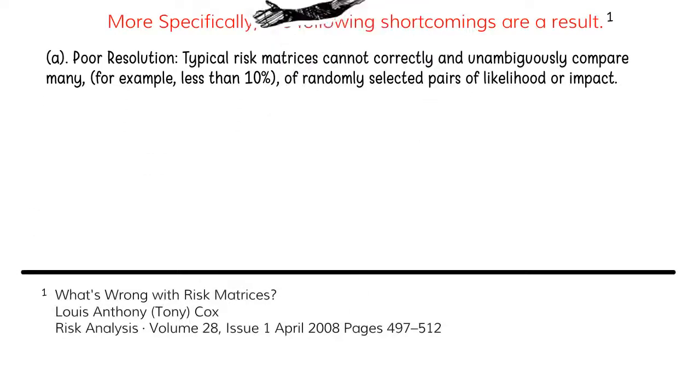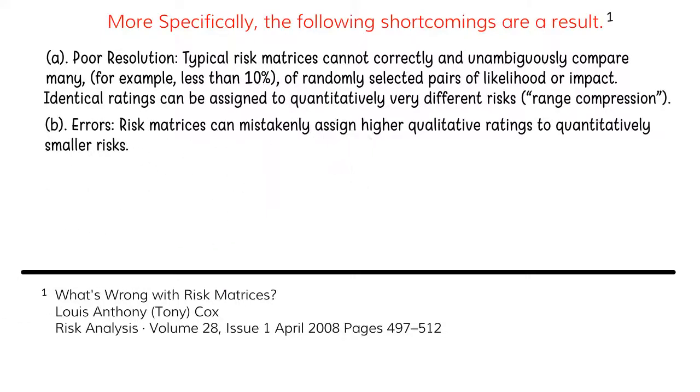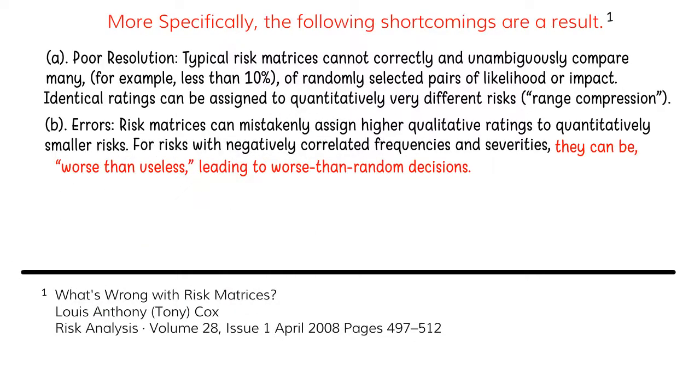A. Poor resolution. Typical risk matrices cannot correctly and unambiguously compare many, for example, less than 10%, of randomly selected pairs of likelihood or impact. Identical ratings can be assigned to quantitatively very different risks. Range compression. B. Errors. Risk matrices can mistakenly assign higher qualitative ratings to quantitatively smaller risks. For risks with negatively correlated frequencies and severities, they can be worse than useless, leading to worse than random decisions.